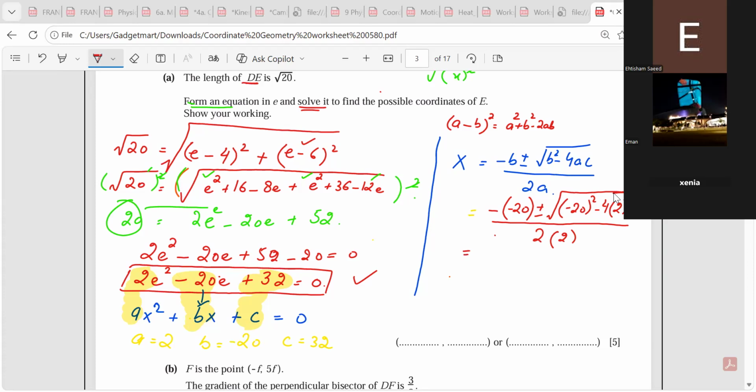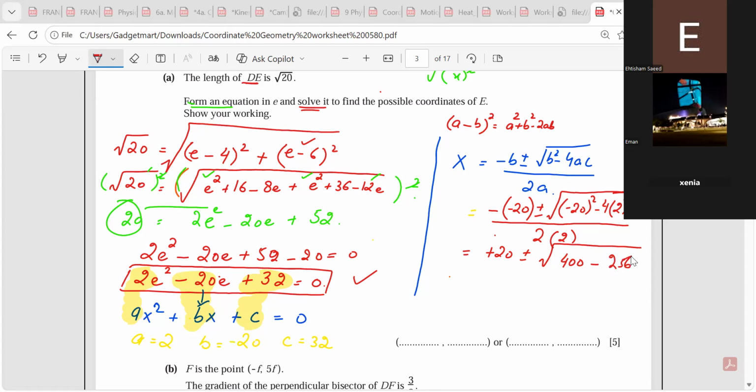So देखिए जरा, it will be plus 20, then it will be plus minus square root. 20 square is 400, minus 8 into 32. What is the answer of 8 into 32? 256. So this is the answer.